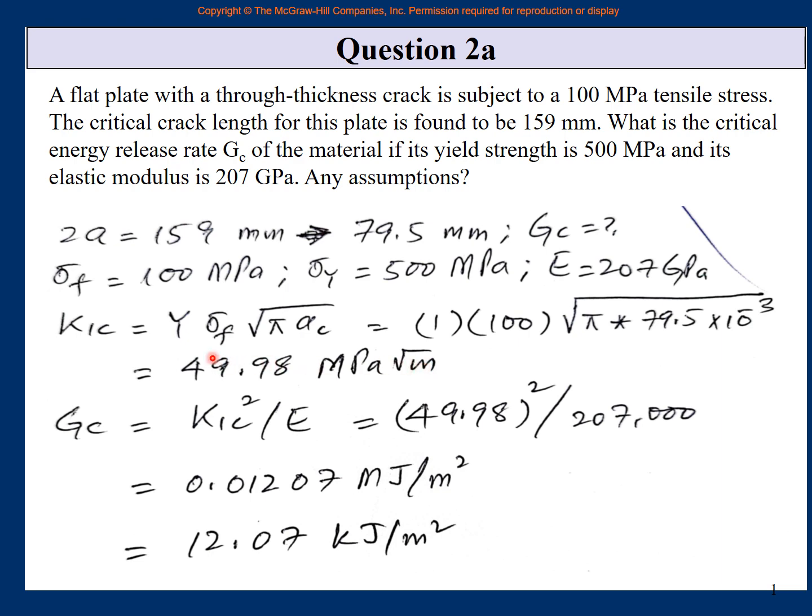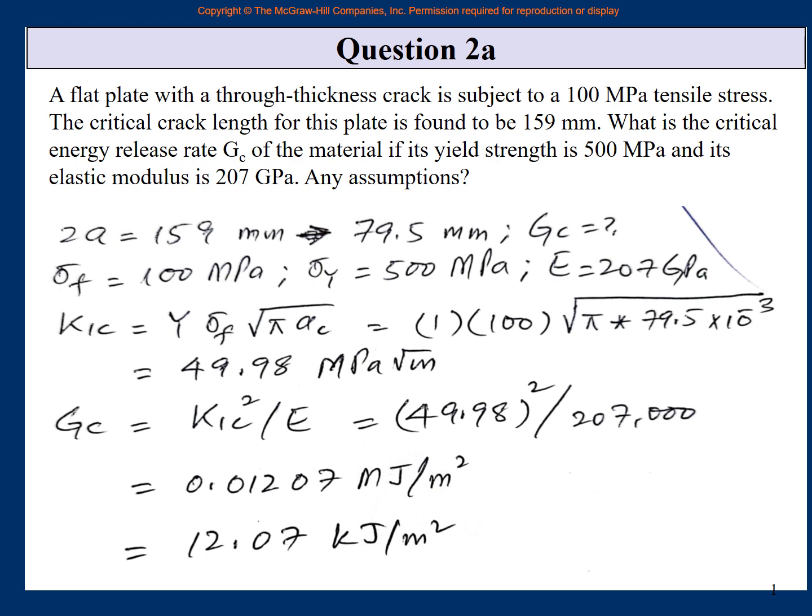You know from the chapter that GC, the critical energy release rate, is K1C squared upon E. So very simple. You find the square of K1C divided by 207,000, because if it is in megapascal and this is giga, this is 207,000 mega. And you just find this value. So the direct answer is so much megajoule per meter square, because it is in mega, but you multiply by 1000 and it will become kilojoule. So it is 12.07 kilojoule per meter square.